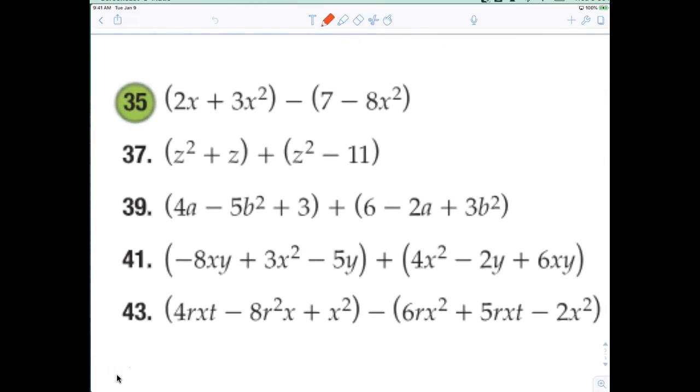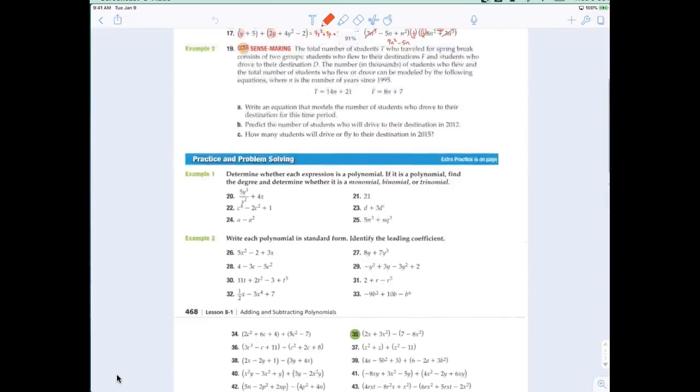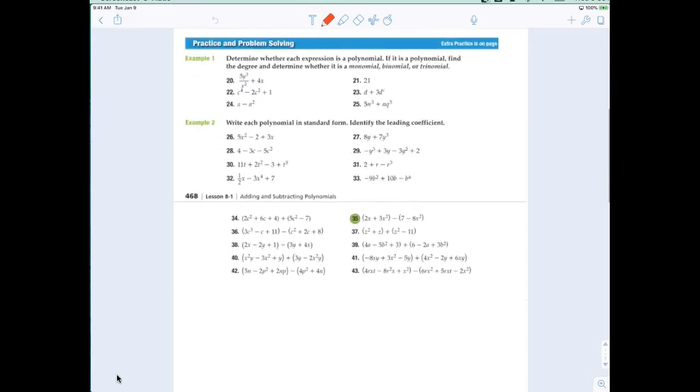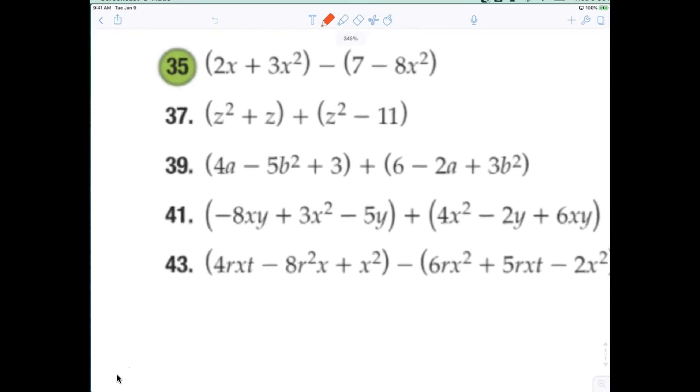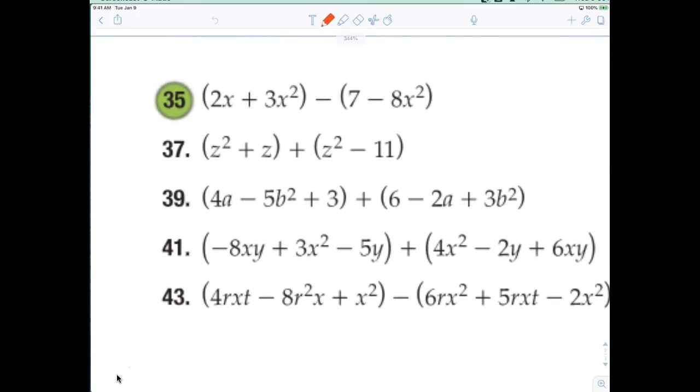All right, so all we're doing, let me make sure I have this right. If you're going to do 35, you're just distributing, right? So this is the same as 2x plus 3x squared. Then when you distribute a negative, this becomes a positive, that becomes a negative, and that becomes a positive. It's like distributing a negative 1.